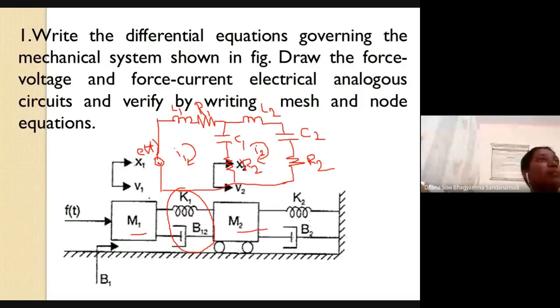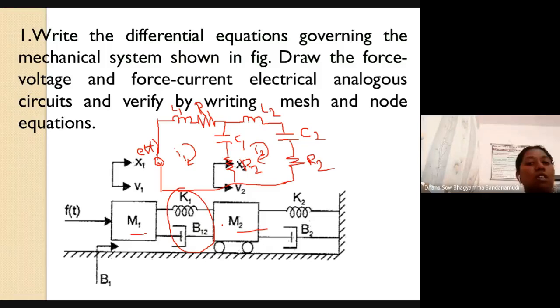Okay, so f of t, M1 is the source. To f of t, M1 and B1 are connected; to E of t, L1 is connected. In the other node, M2 is connected to K2 and B2. So M2, which means L2, is connected to C2 and R2. All are connected to a reference. This is the reference, isn't it? I hope you have understood.